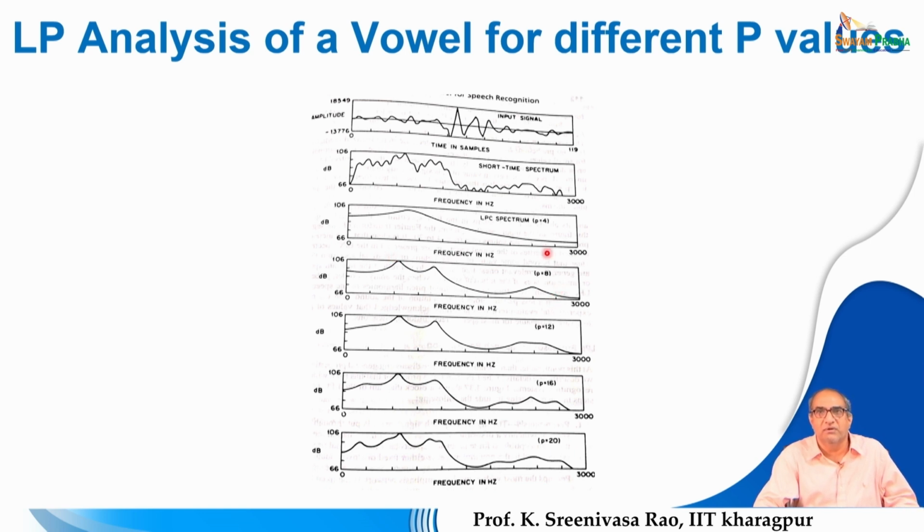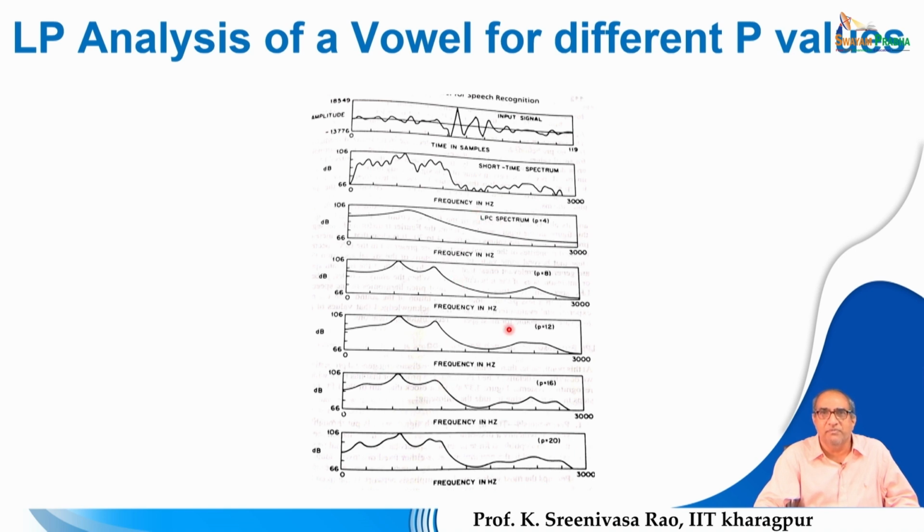So that is the reason that if you choose the LP order very small, the spectrum that will be captured is not the true spectrum. It will not capture all the formant frequencies. So the spectral envelope offered by the LP filter with a lower order will not be accurate.